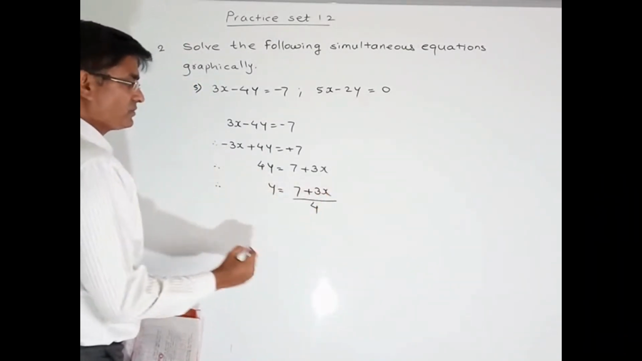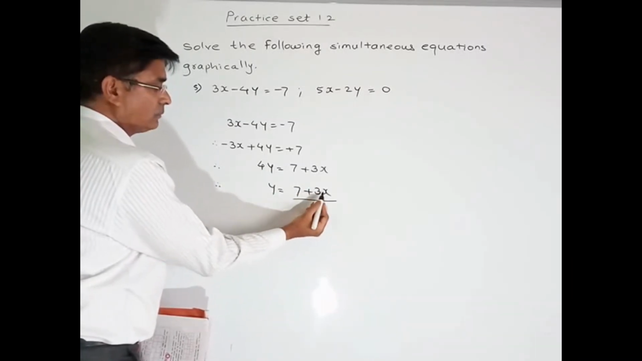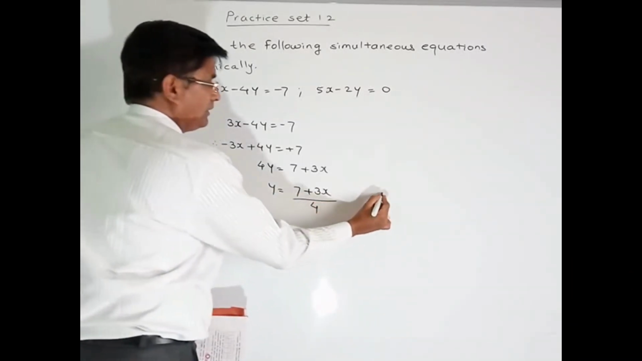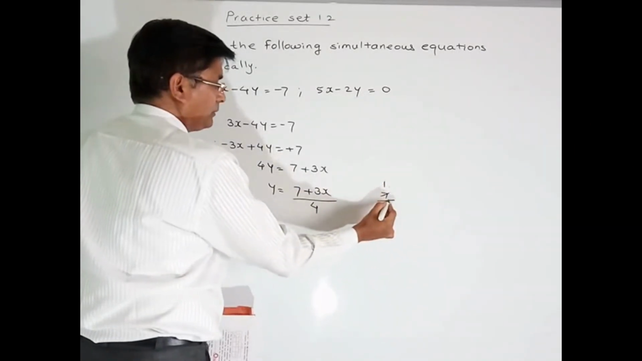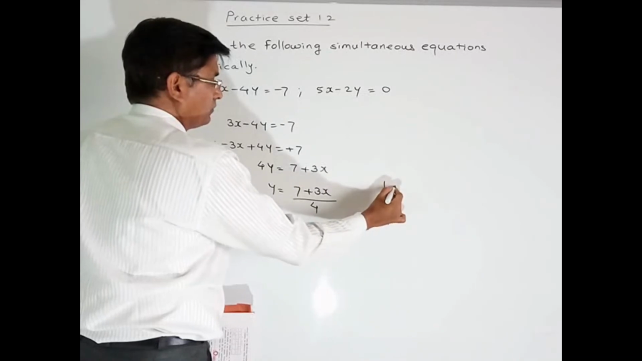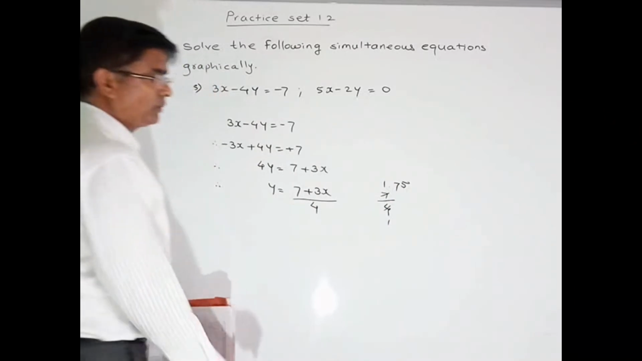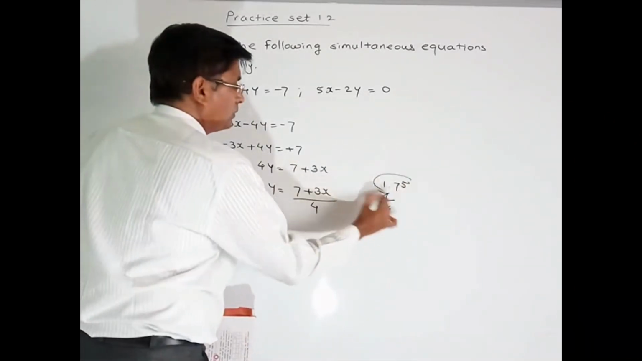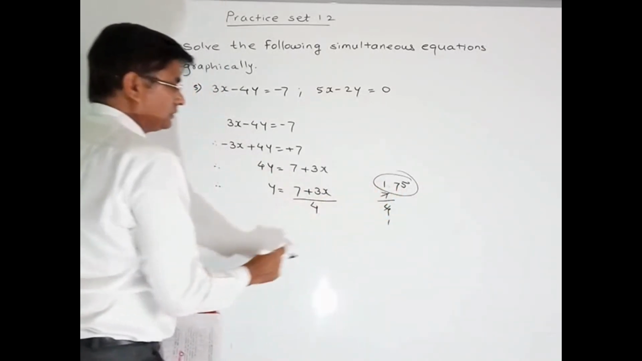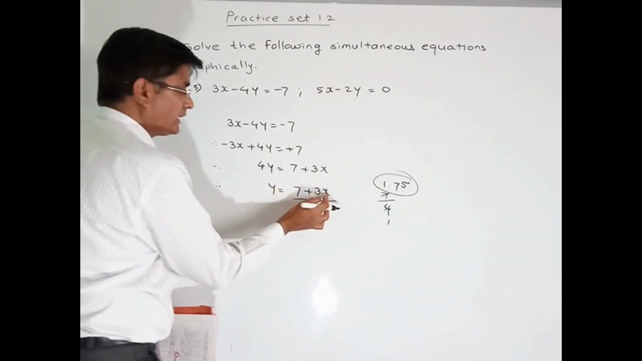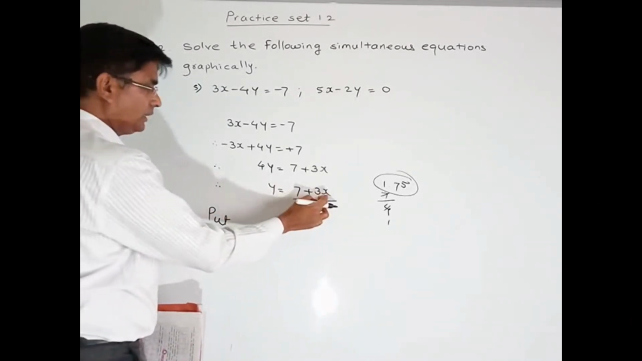Suppose you take the value of x as 0, so what answer will come? 3 into 0, 0, 7 plus 0, 7, and 7 divided by 4, you will get 1.75, and it is difficult to plot on the graph. So 0 is not suitable. So what value will you take? I will take first x is equal to 1.